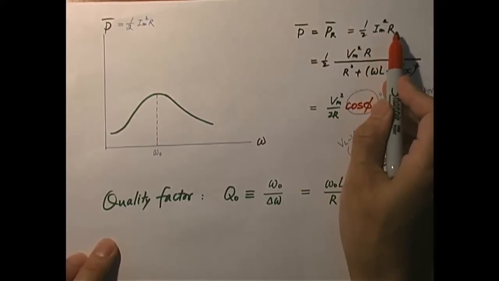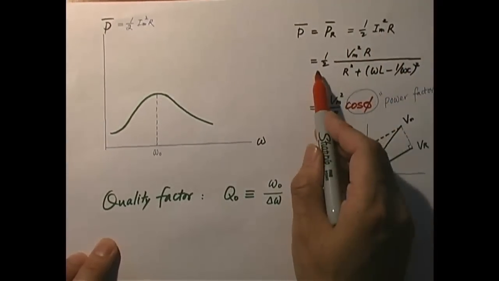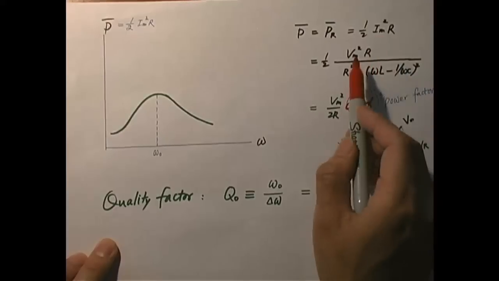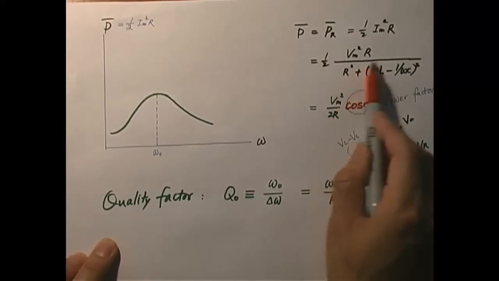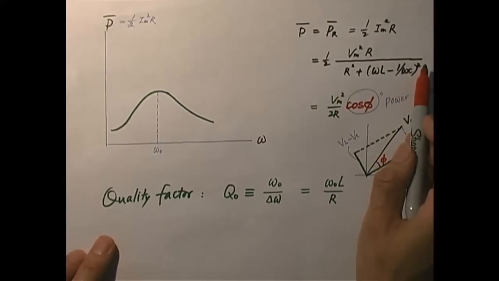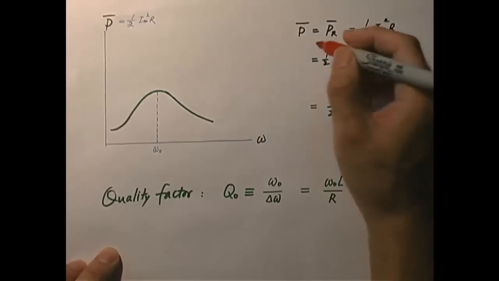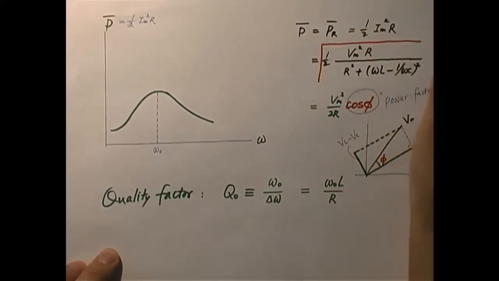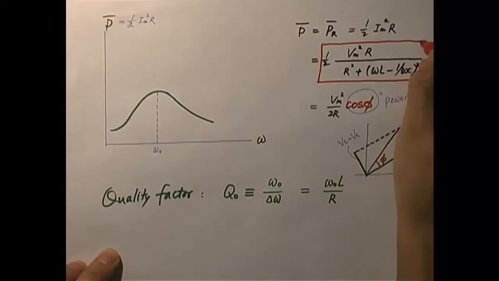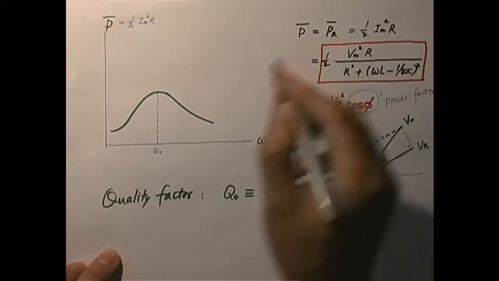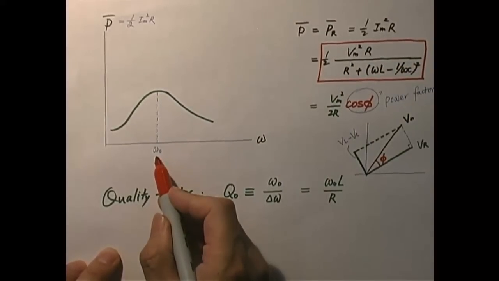1/2 I maximum squared times R, okay? And then we can write I maximum as V maximum divided by the square root of this thing. Remember, that's how we solved it with the phasor method. Okay, you have to square it. So this is what I get. It is certainly a function of L, R, C and a function of omega. It peaks at the resonance frequency omega naught.